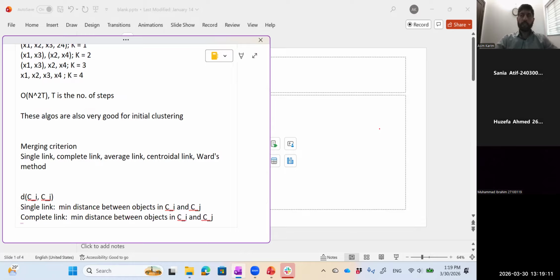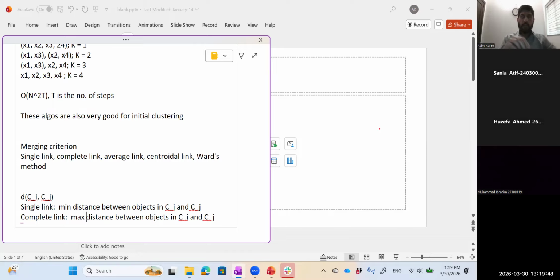So next was complete link. This is actually the max distance between objects in Ci and Cj. As I said, the name is not very intuitive. The single link, if you look at it in terms of a graph, is still a single link, but this is a link between the two furthest objects in the two clusters. So let's say one cluster is here, one cluster is there. Single link would be the nearest 2 points, and complete link the furthest 2 points.